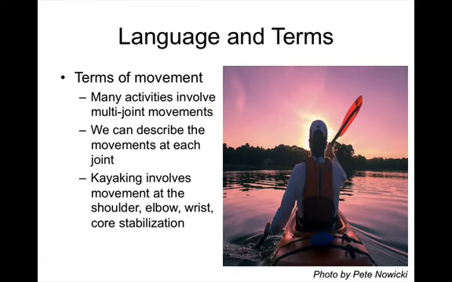So many activities are actually involving multi-joint movements. That is, we're moving all kinds of joints within the body. So for example, kayaking is involving movement at the shoulder, the elbow, the wrist. We're stabilizing the core. That is, we're using the muscles of our back to keep ourselves upright. Same thing with abdominal muscles. And so with each movement here of the oar, we're moving each of these joints, and so we can actually describe movement at all of these joints as we perform that movement.